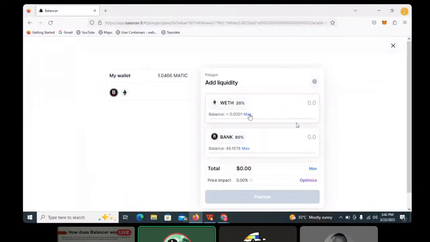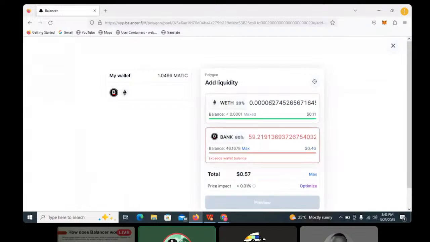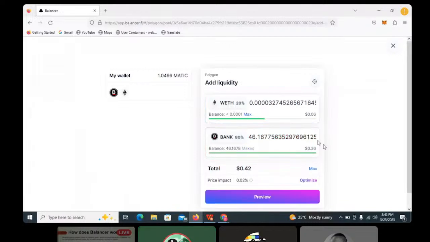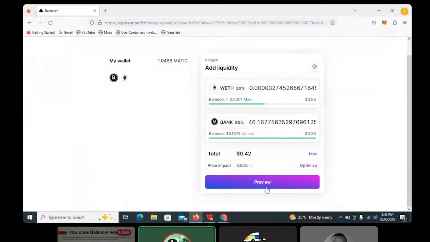Wait, I think it's already more. Okay, so assuming, this is our 20% wrapped Ethereum. This is our 80% BANK. Once you have done that calculation and you have written what is needed, let's preview. Observe that when I had not filled in all the tabs, I wasn't able to preview.